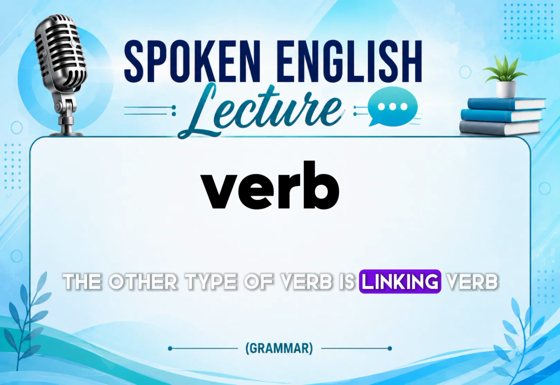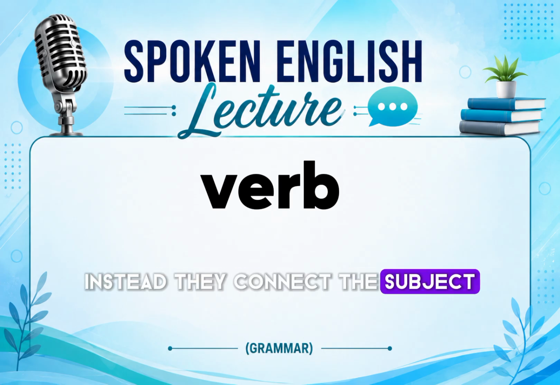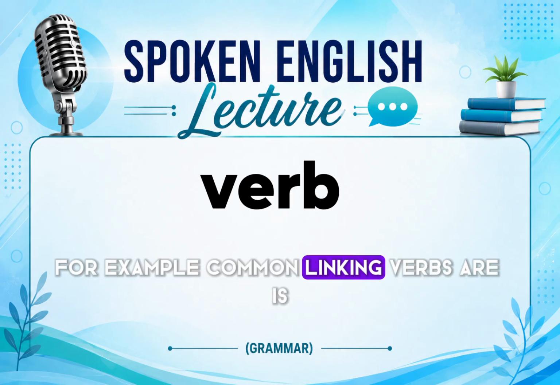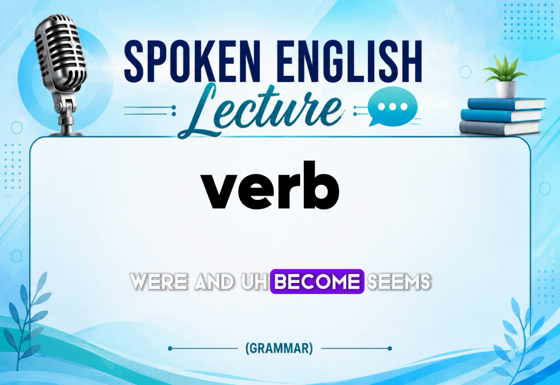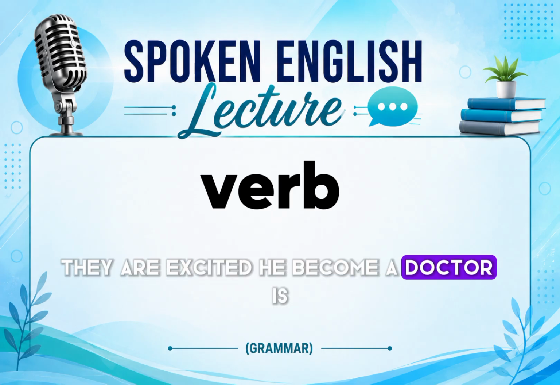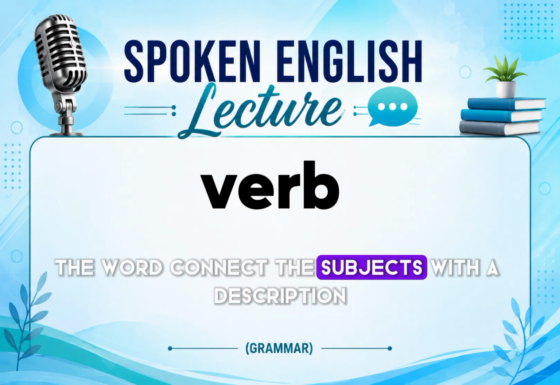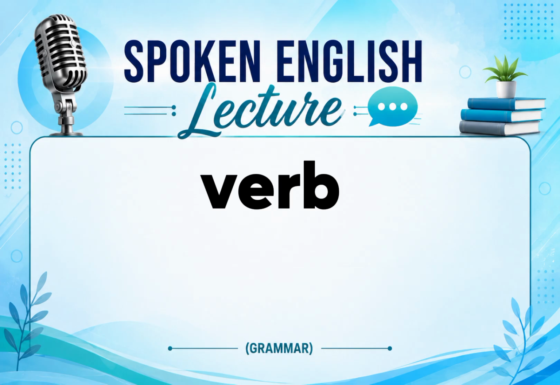The other type of verb is linking verb. A linking verb does not show actions. Instead, it connects the subject to more information about the subject. Common linking verbs are is, am, are, was, were, and become, seems, appear, look. For example, she is intelligent, they are excited, he became a doctor. Is, are, become, these are all linking verbs. The verb connects the subject with a description. It's called a linking verb.